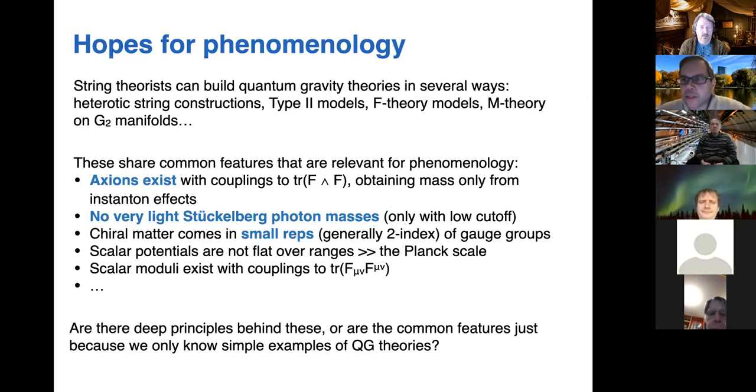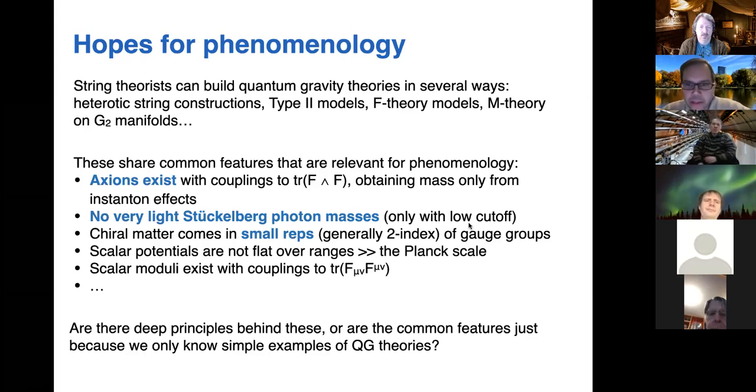And so one thing that seems to happen very generally is that if I have gauge fields, I tend to find axion fields that couple to F F-dual. So that's something that seems to happen in all these different ways of constructing gauge theories within string theory. There are things that I tend never to find, like a photon that has a super tiny mass, or rather maybe I can find a photon that has a super tiny mass, but I can only find it in a theory that also has a super low cutoff. So there's some sort of premature breakdown in the effective field theory when I find such a thing.